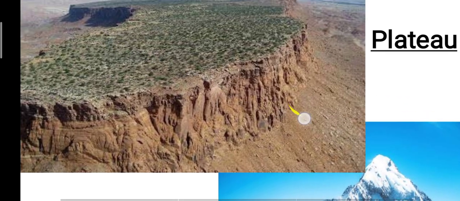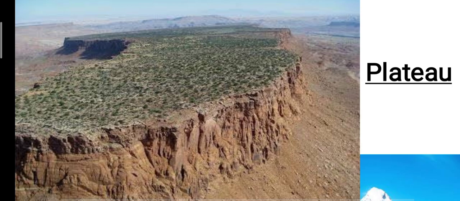So, plateau, children, is a large flat tableland which is higher than its surrounding area. So this is the definition of a plateau, that it is a flat tableland which is higher than its surrounding area. And here you can see plateau is a flat land. On the top it is a large flat land, and this is also known as a tableland because it looks like a table. It resembles a table. That is why it is also known as a tableland.